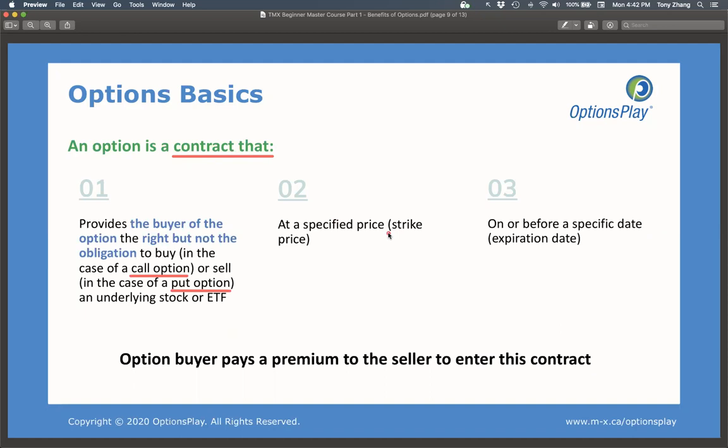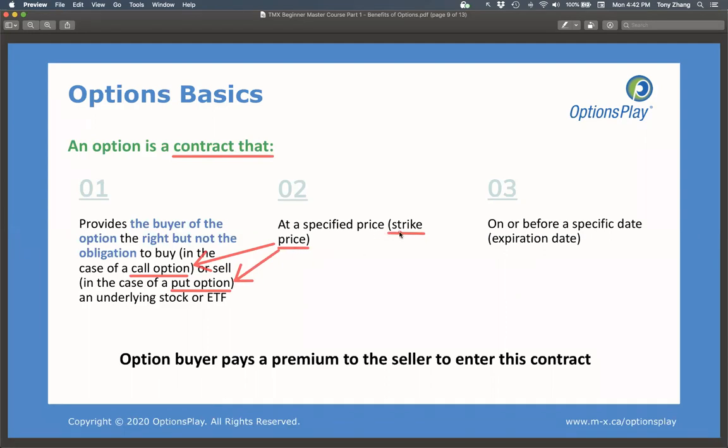Now, the second thing you want to remember is that there's always a strike price, meaning there's an agreed upon price at which this buying or selling has to happen. So whenever we talk about the right to buy in the case of a call option and the right to sell in the case of a put option, they need to be able to buy or sell at a specific strike.